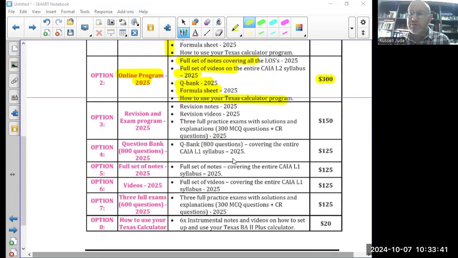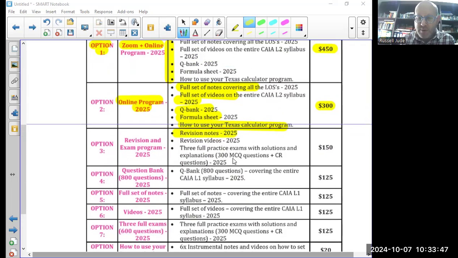Option number 3 is the revision exam program. The revision exam program gives you a complete set of revision notes. How does that differ from the notes that you see over here? These are revision notes. These are comprehensive notes, part of the online program, and they give you full detail in terms of those particular notes. You get revision videos there as well, which are videos that deal with the revision. About 14 to 16 hours worth of revision, and it takes you through the entire CAIA L2 syllabus in summary revision form. You get 3 practice exams, which comprises 300 multiple choice questions, 100 for each exam, and then you get your constructed response questions there as well, of course, 2025 compliant.